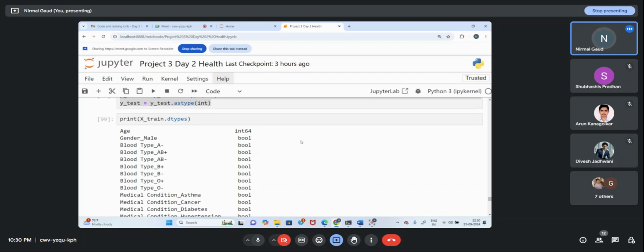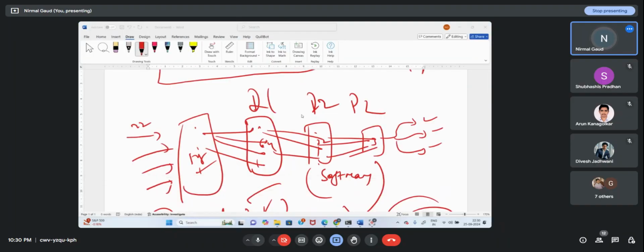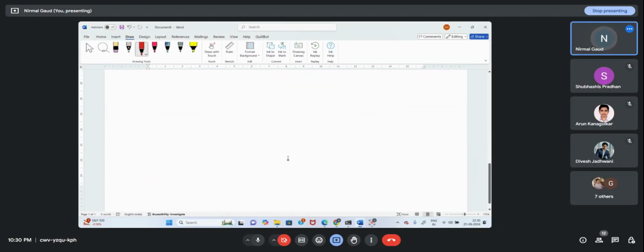pre-processing steps. Most of the people did label encoding. They are also getting the same accuracy with label encoding. I don't know why they did the label encoding. That was the wrong step. Even people working as data scientists are confused about when to use label encoding and when to use one-hot encoding.